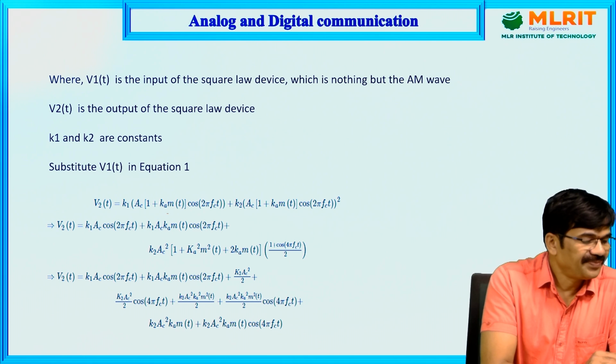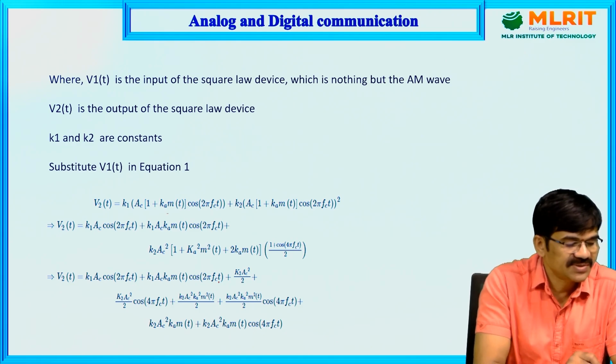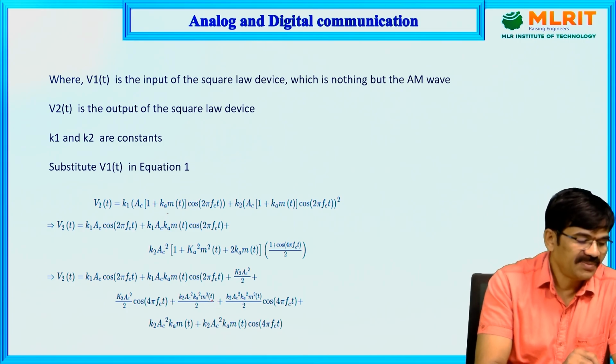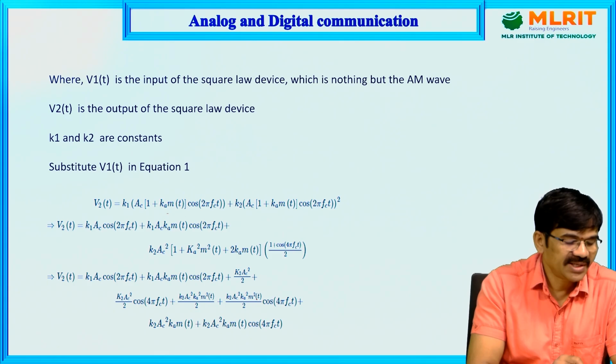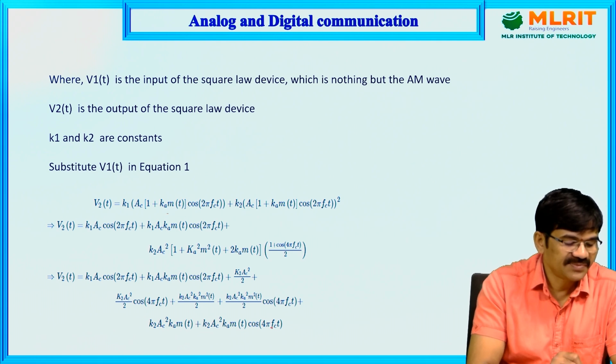Now the finalized expression for V2(t) has these terms: K1 Ac cos 2πfct + K1 Ac Ka m(t) cos 2πfct + K2 Ac²/2 + K2 Ac²/2 cos 4πfct + K2 Ac² Ka² m²(t)/2 + K2 Ac² Ka² m²(t)/2 cos 4πfct + K2 Ac² Ka m(t) + K2 Ac² Ka m(t) cos 4πfct.